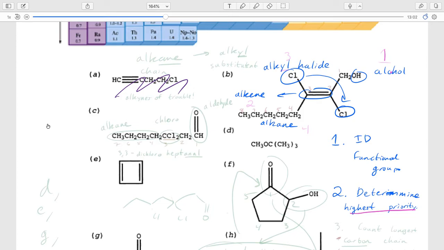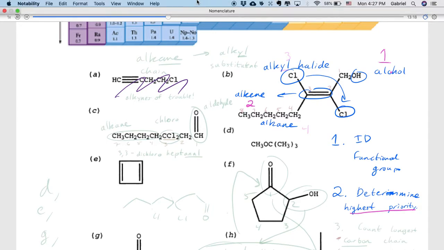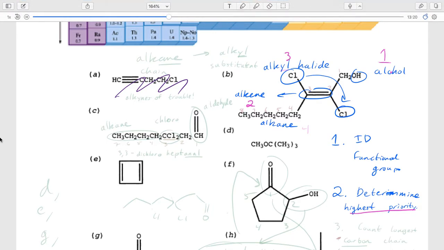What's going to be the next one? Alcohol, what's the next one? It's going to be the alkene. And the alkyl halide will be 3rd, and the alkane will be 4th. And just to check that with the list we have up here, alcohol indeed comes first, followed by alkene, and then the alkyl halide, which of course we know will go into the prefix, not the suffix.